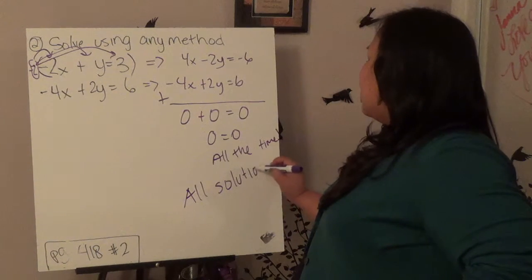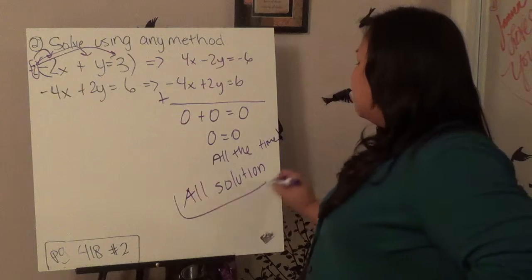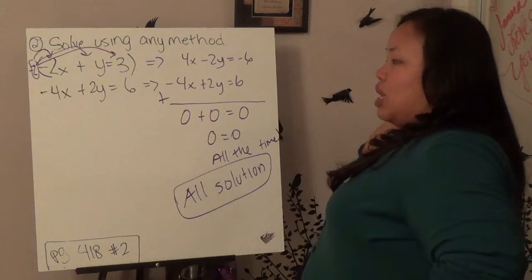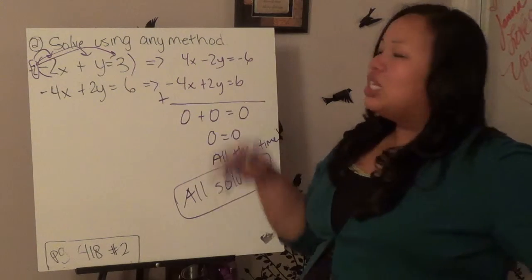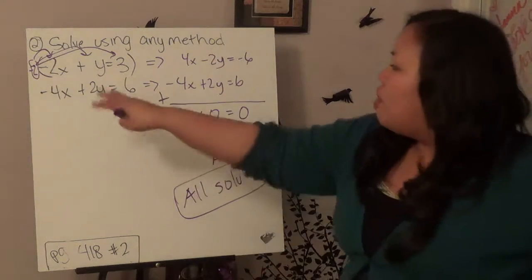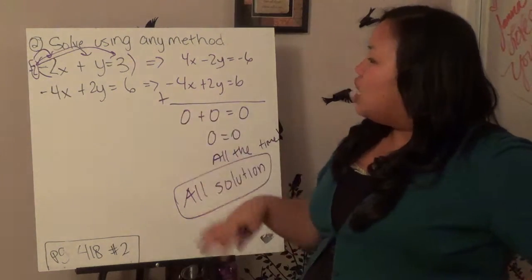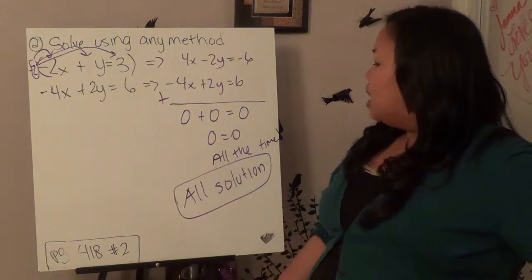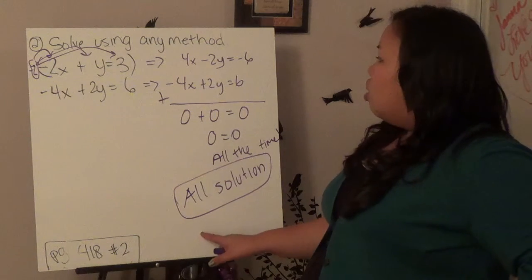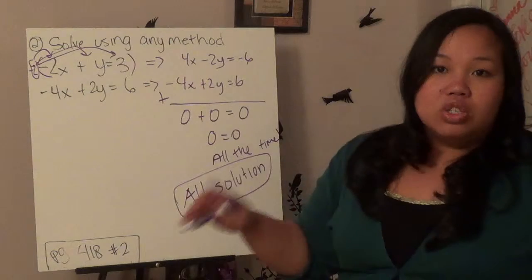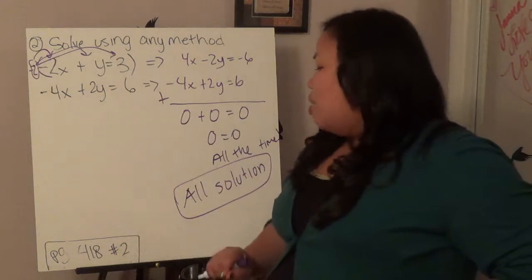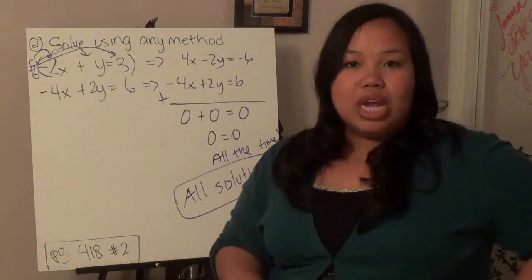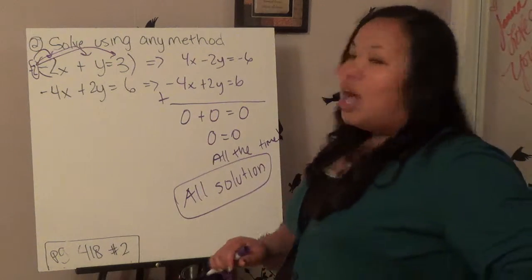That means, basically, if I were to graph these, they would be essentially the same line. When I move everything over, I'll start eliminating and reducing, and then they'll end up being exactly the same line. So they overlap on all points. There's not just one point that they have in common. Okay? So try page 418 number 2, and I will see you in class.